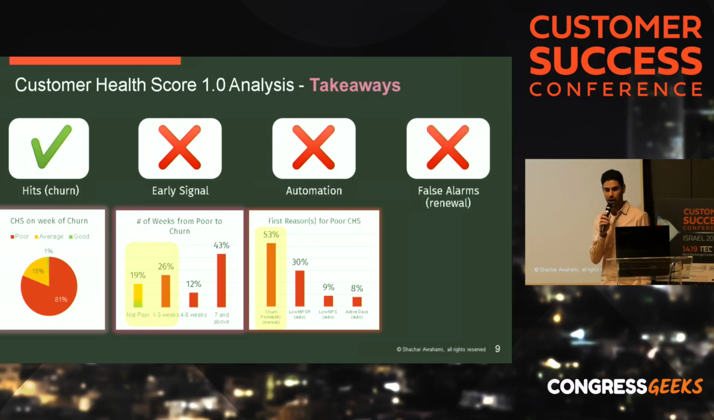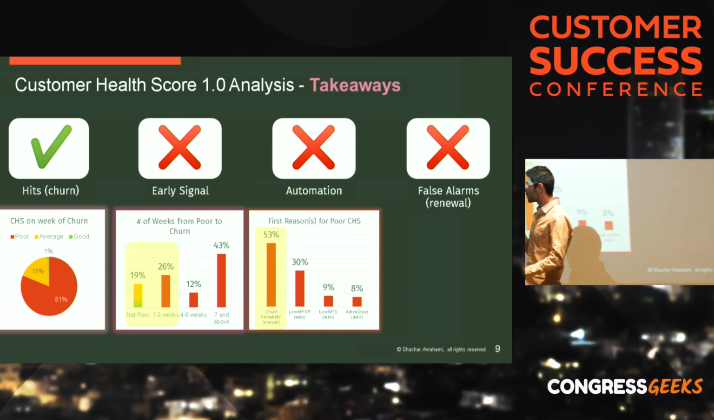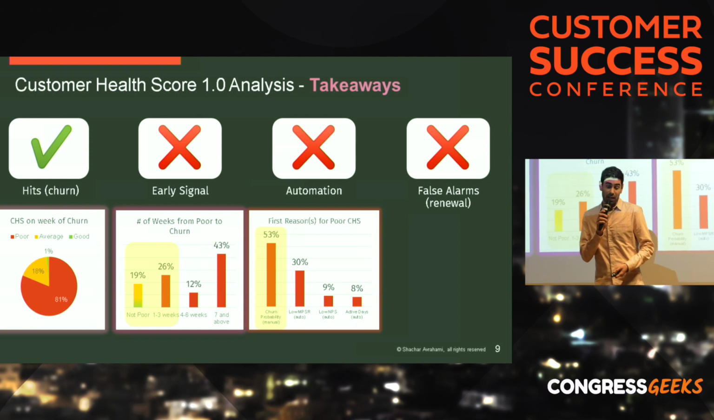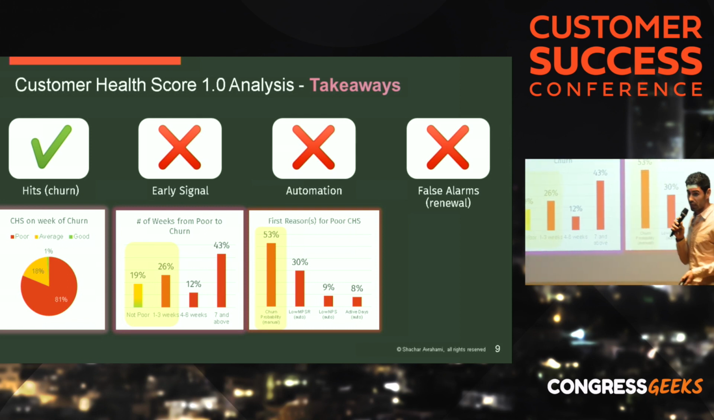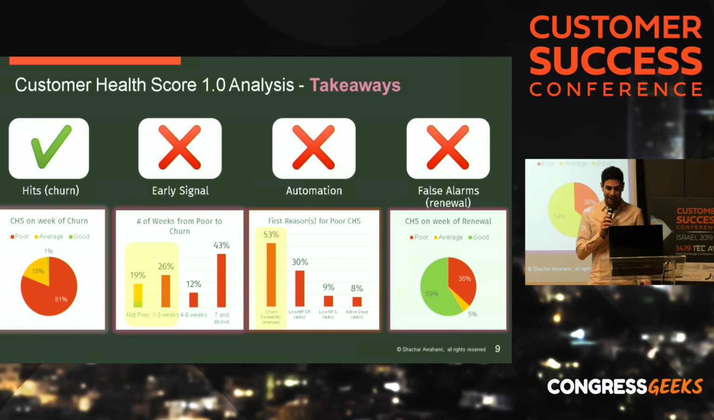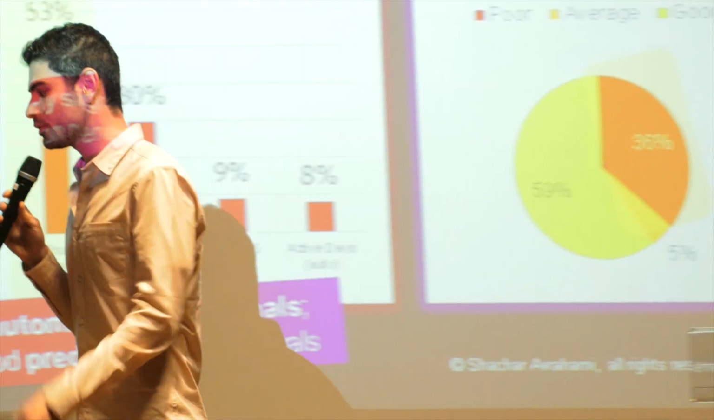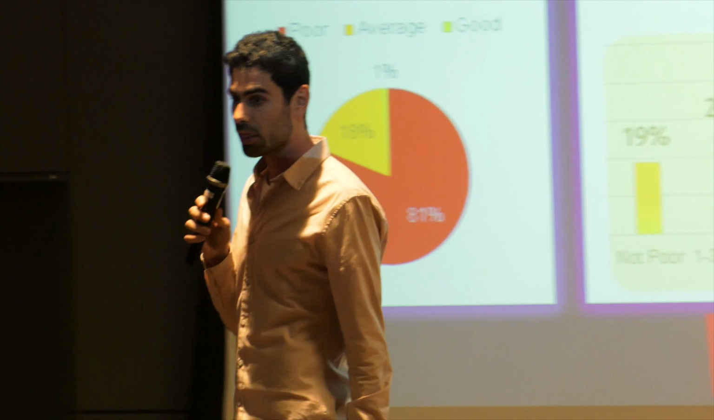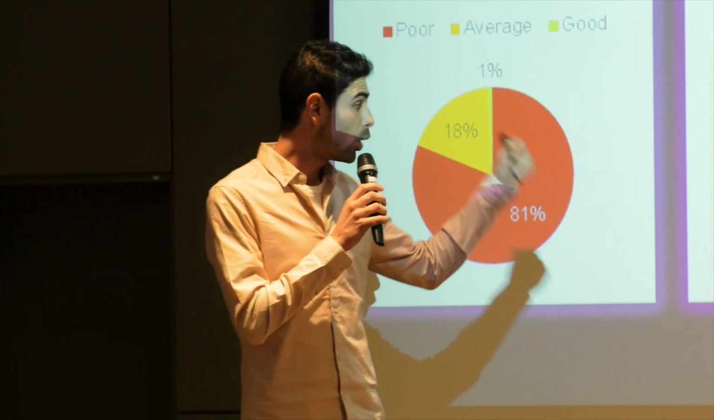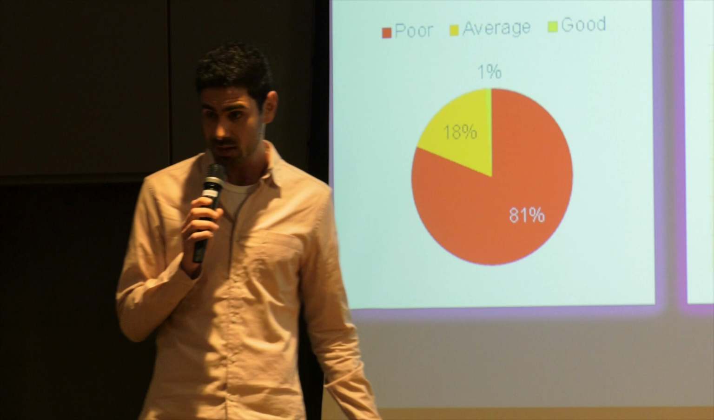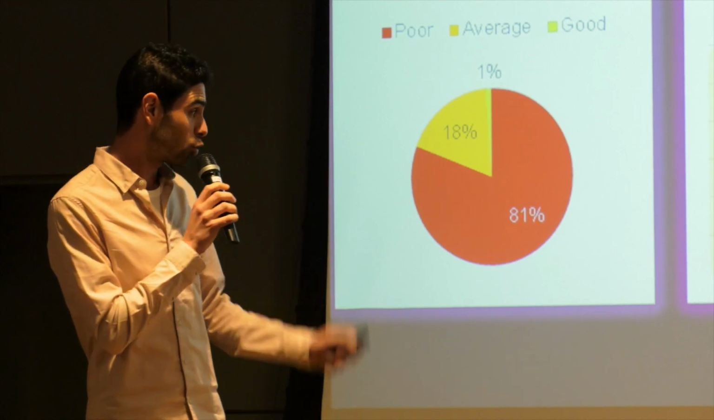The last thing that we checked is the percentage of false alarms. So we know that we mark accounts as poor when they churn. The other question is, customers that choose to renew with us, do we mark them as poor as well? And here we saw that 36% of the customers that renew, we mark them as poor, which means that we don't do forecasting that well. We built the second version of the customer health score knowing that we need to fix the following. We need to have better and automated early signals, and we need to find better ways to predict renewals.